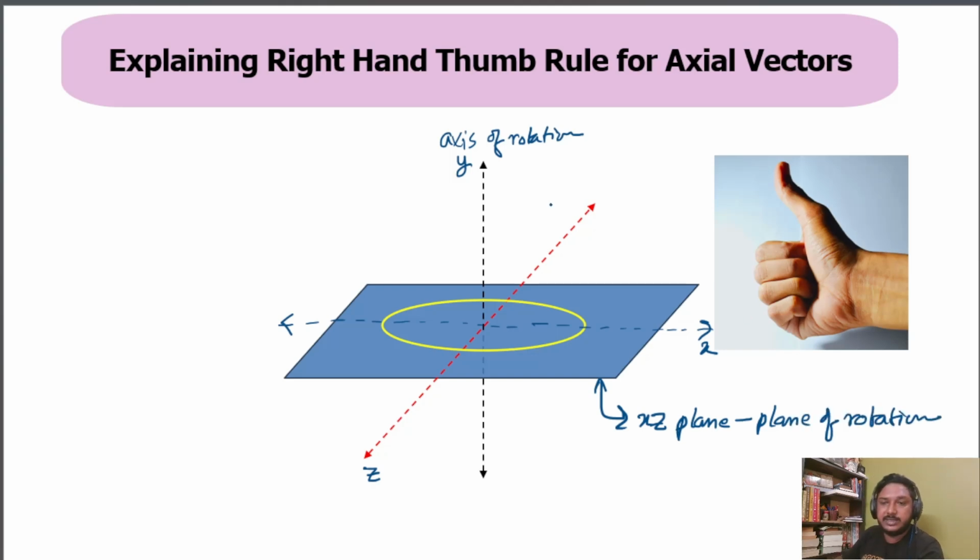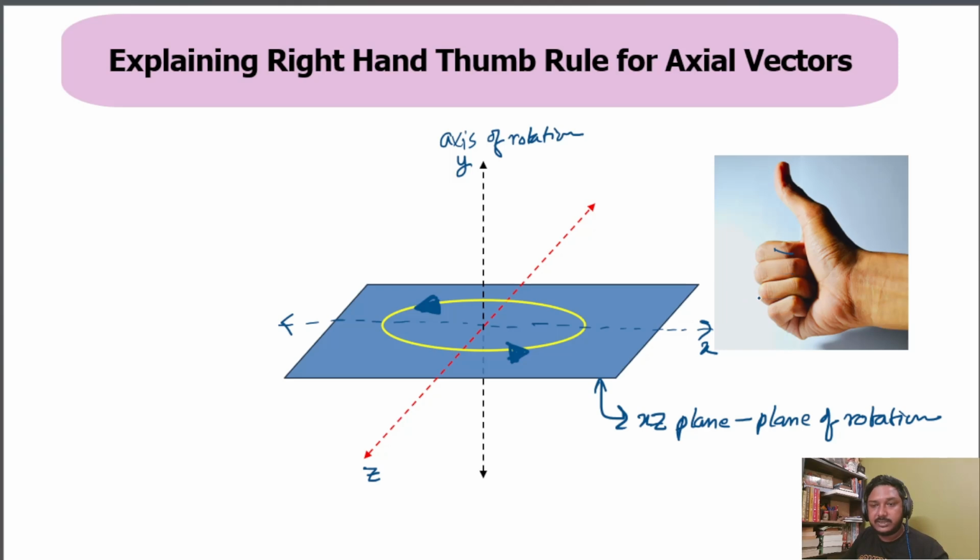Now let us say this particle is rotating in this direction. If you see from the top, it is anti-clockwise direction as seen from the top of the table. So the particle is rotating in this way. Then what we have to do? Think about your right hand as shown in this diagram. Curl your four fingers in the direction of rotation.